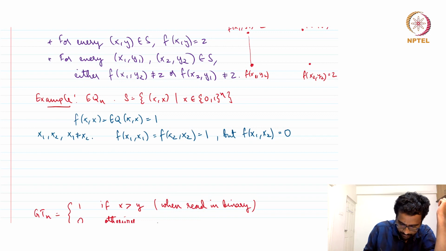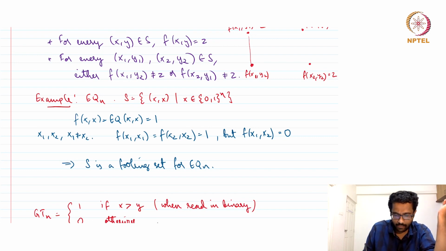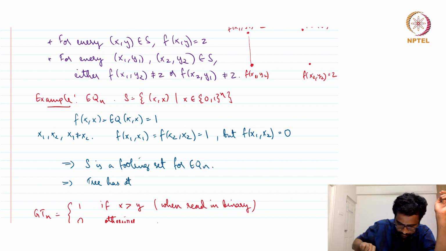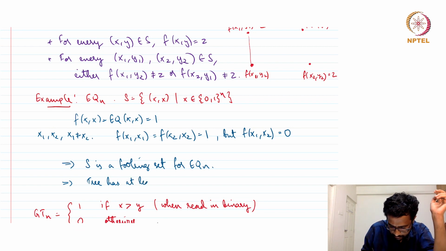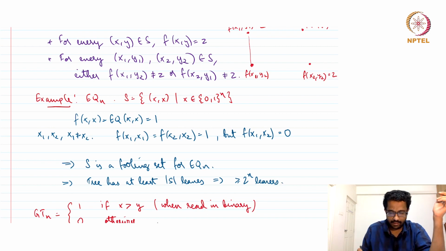right? So this means S is a Fooling set for equality. Now, since S is a Fooling set, that means any deterministic tree, any protocol that computes the function, must have at least size of S many leaves, which is at least 2 power n leaves, because there are 2 power n values of x, so 2 power n elements are there in the set S.